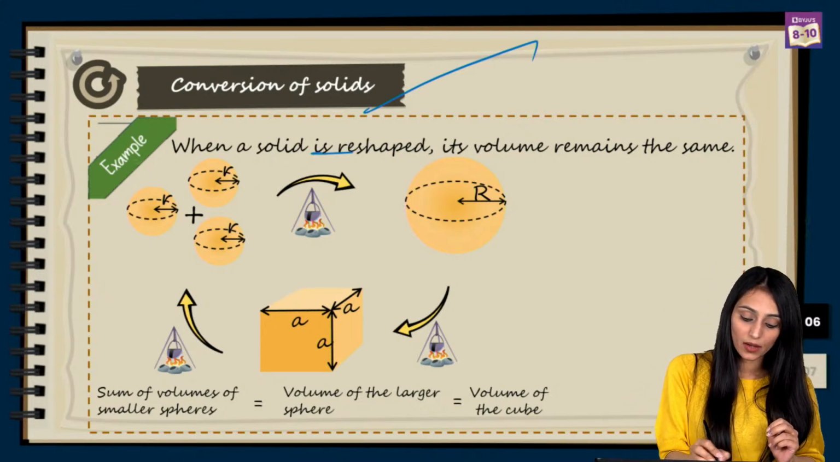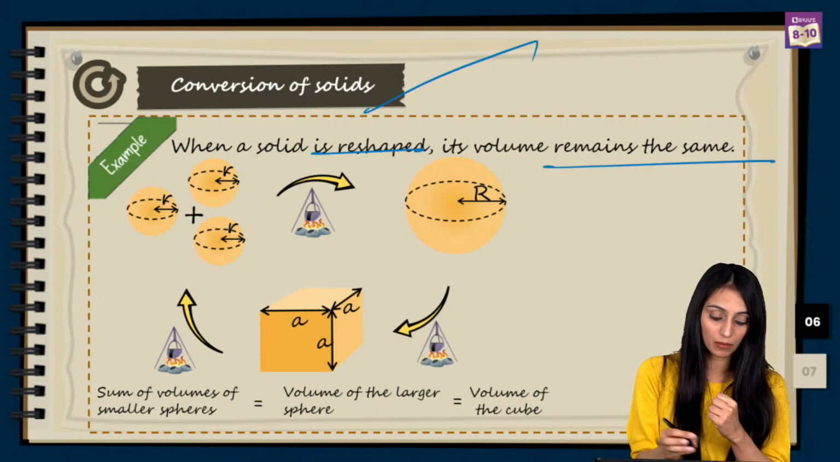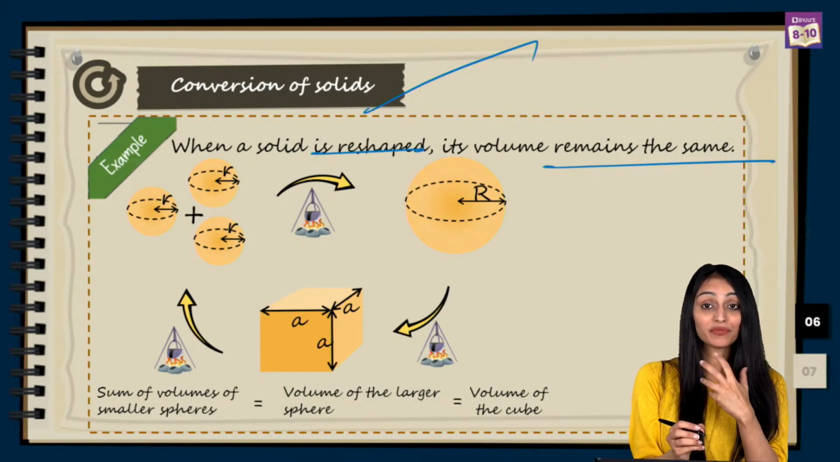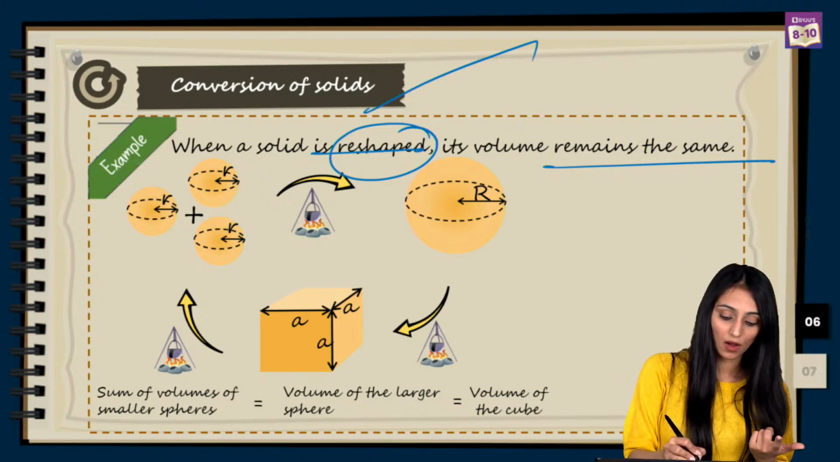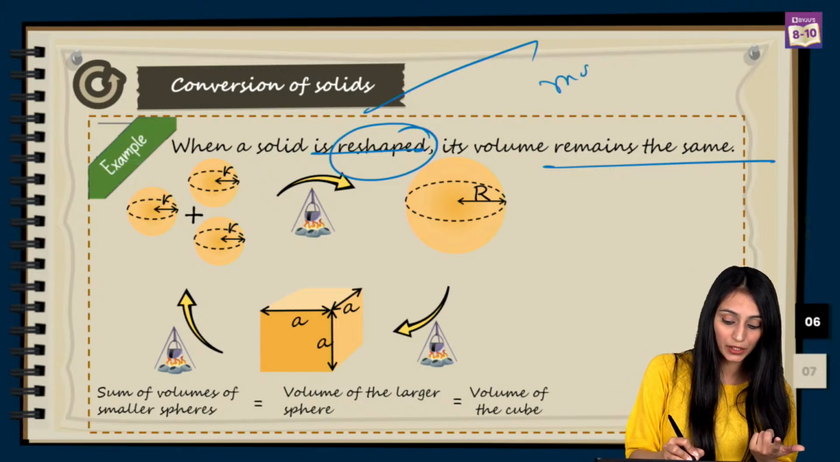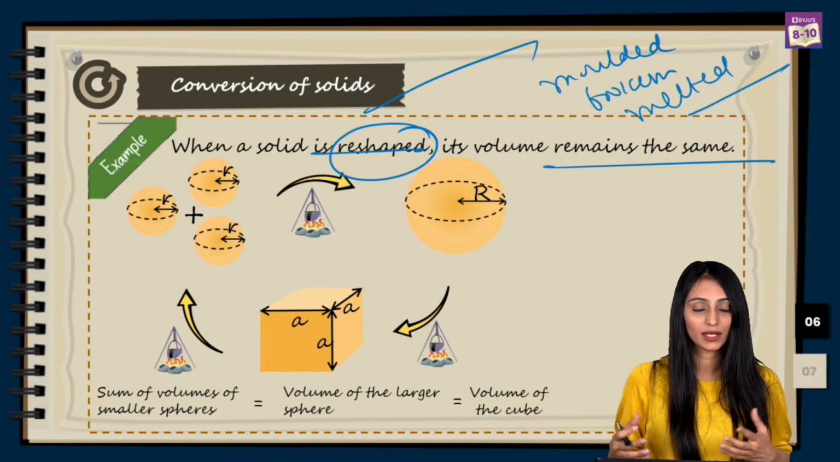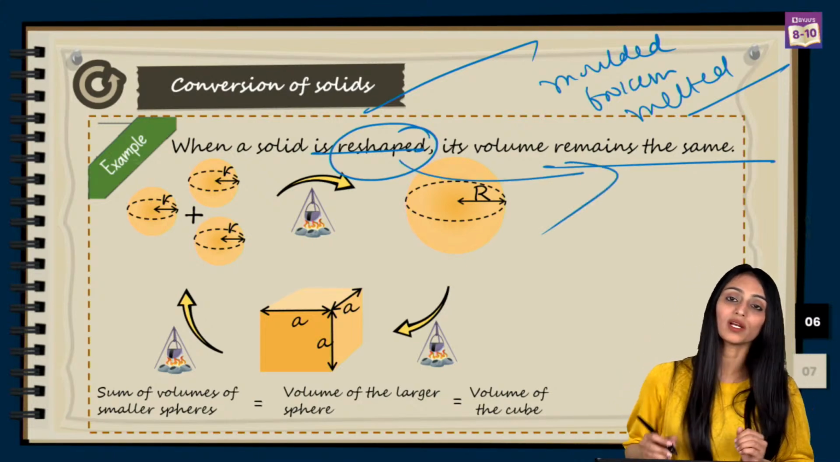Let's suppose we have a solid, right? That solid is reshaped. Then the volume remains the same. If you come across such words in the question, I'm giving you hints so that you can figure it out easily. If you come across words like reshaped, molded into, broken into, melted, converted, such words in the question mean the volume will remain the same.